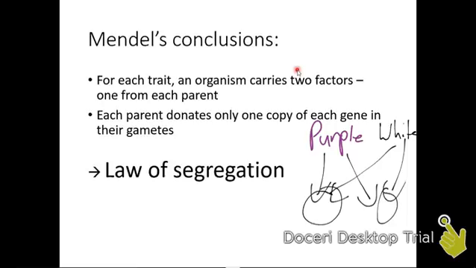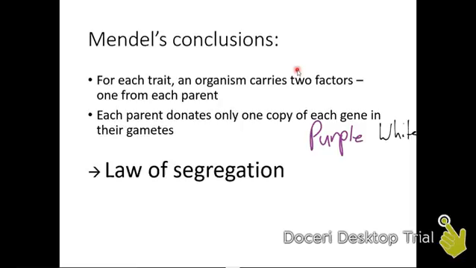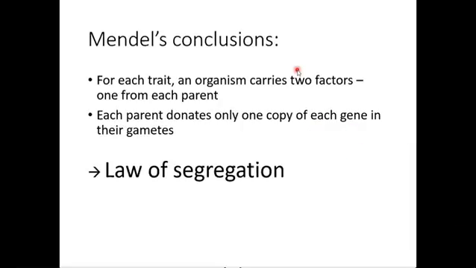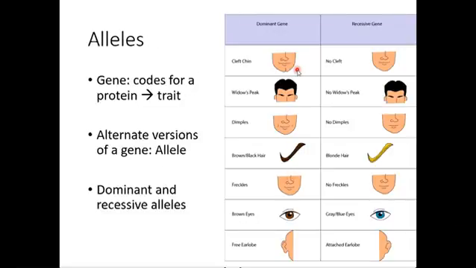And so what he concluded was that for each trait, an organism must be carrying 2 factors. Okay, so it must get some information or factors affecting its traits. It must get one from each of its parents. Okay, and the other conclusion he made was that when a parent is passing on these factors onto its offspring, each of its gametes, or for example, each piece of pollen, is only going to contain one of those factors.